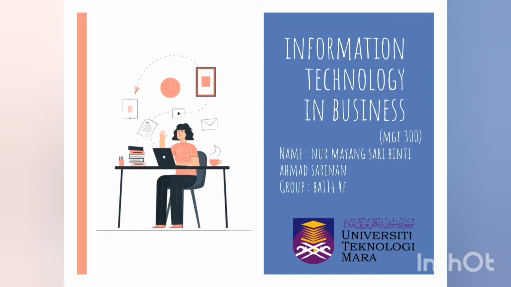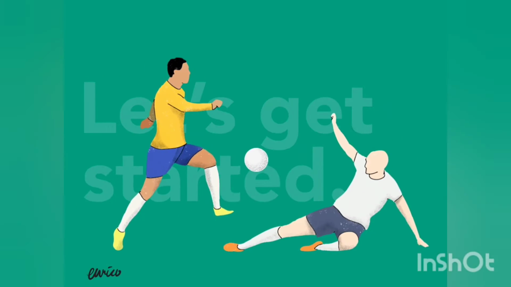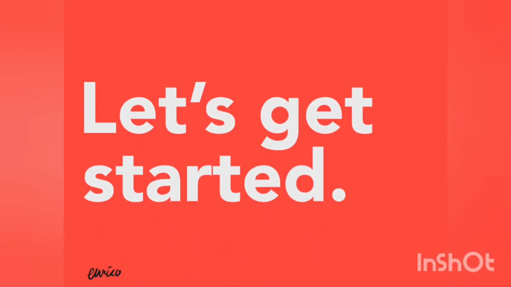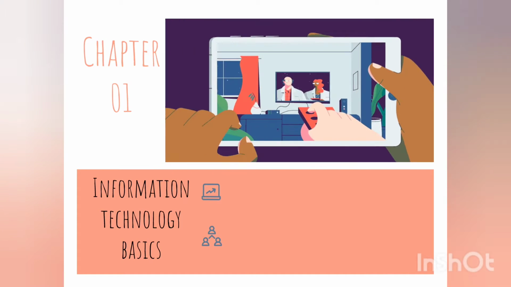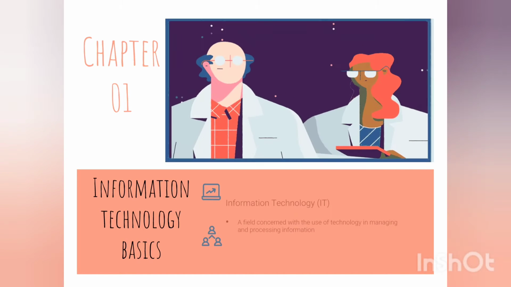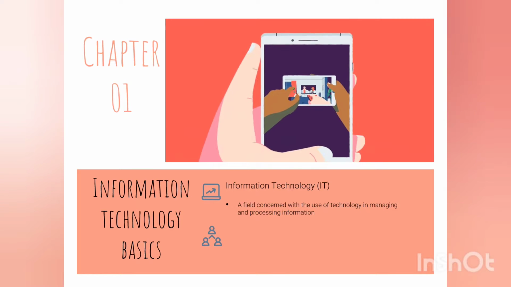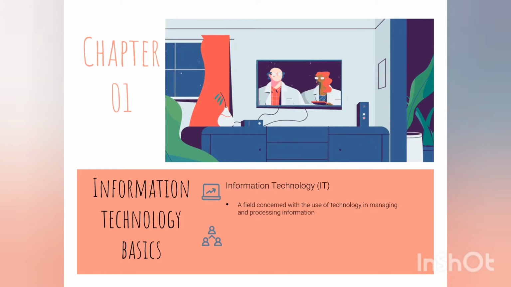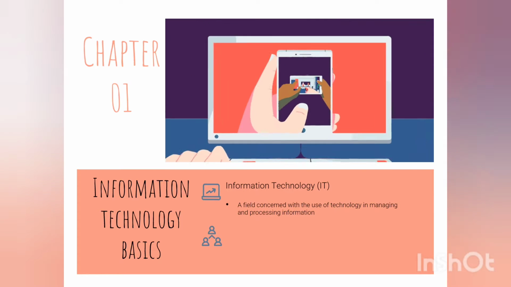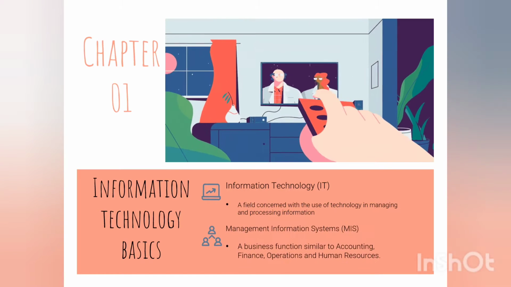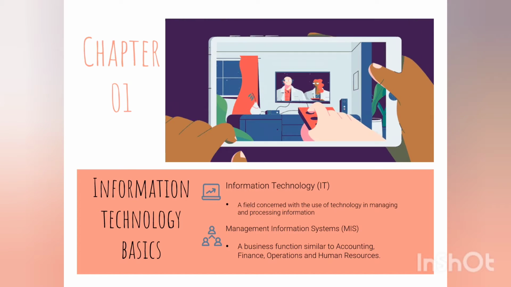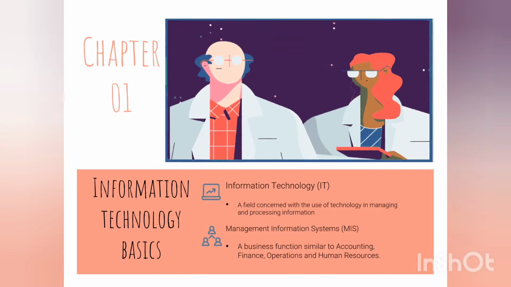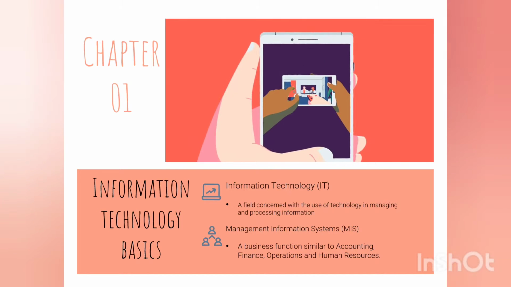In this video, I will cover 5 chapters of MGT 300. Chapter 1. Information Technology Basics. Information Technology, IT, a field concerned with the use of technology in managing and processing information. Next, we have Management Information System, MIS, a business function similar to accounting, finance, operation, and human resources.